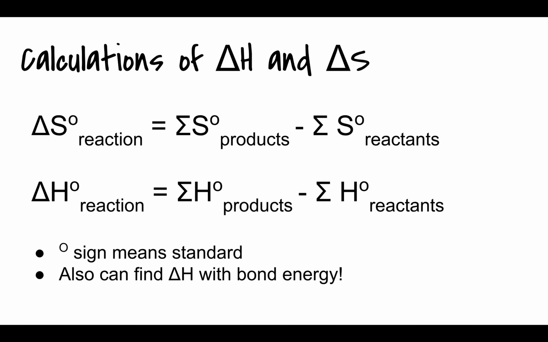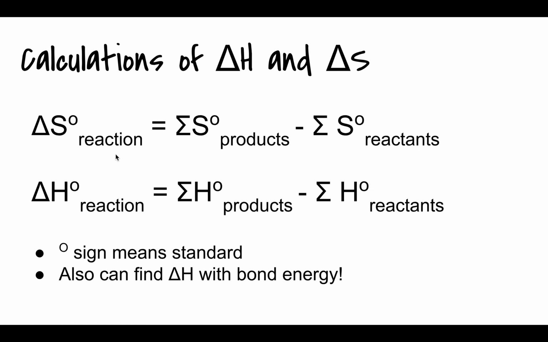So first, just a review of how to find delta H and delta S. These two equations are located on your equation sheet. We used this equation way back in thermochemistry for delta H. And so we said this change in enthalpy of a reaction is going to be the sum of standard enthalpy of the products minus the sum of the standard enthalpy of reactants. So that degree sign means standard, so that's that standard kind of pressure and temperature.